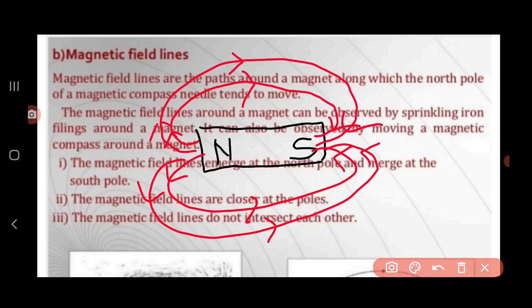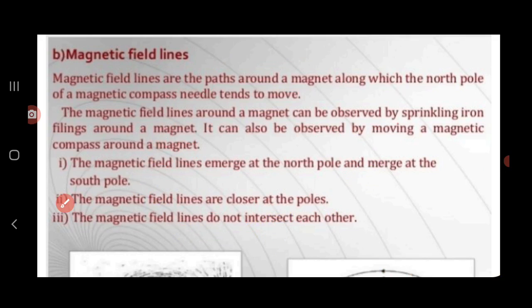Now, magnetic field lines are closer at the poles. See the diagram. At the polar region, magnetic lines of force are denser, but at the middle region, magnetic lines of force are less dense. That indicates that the strength of the magnet is maximum at the poles and minimum at the middle.